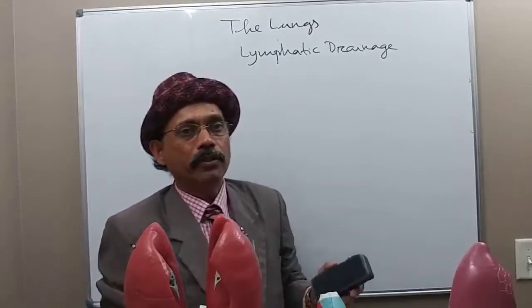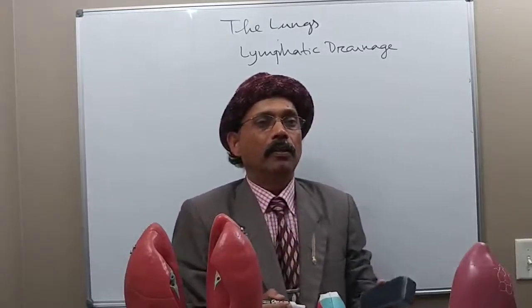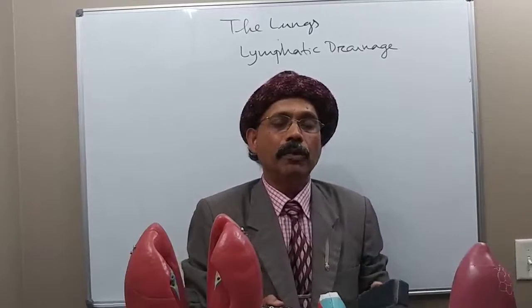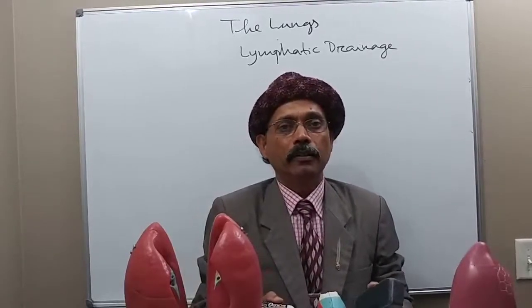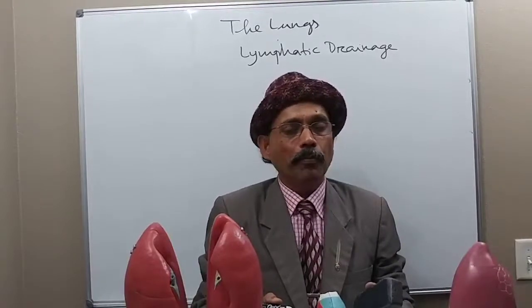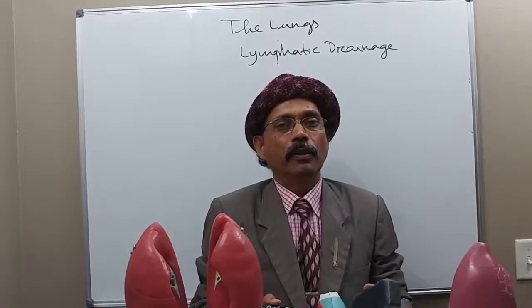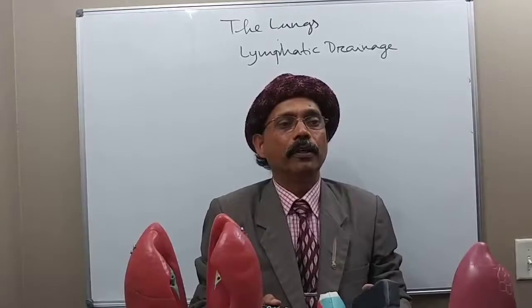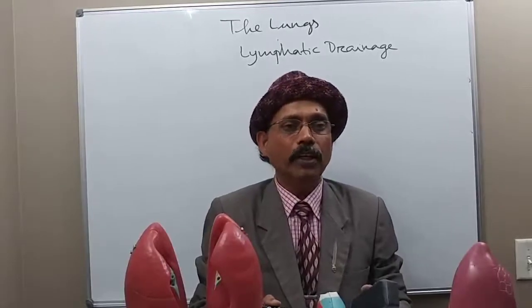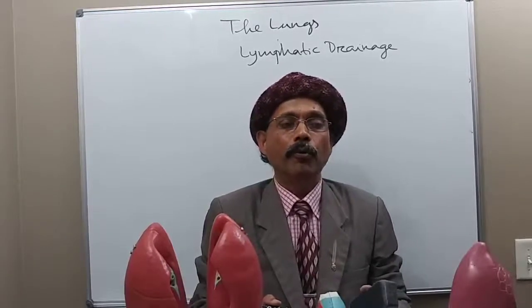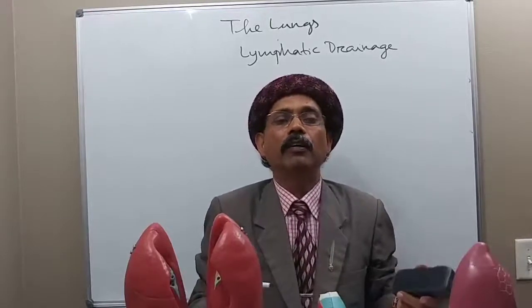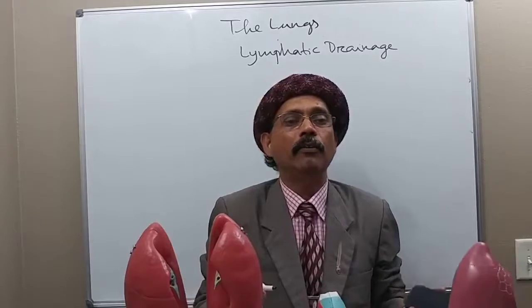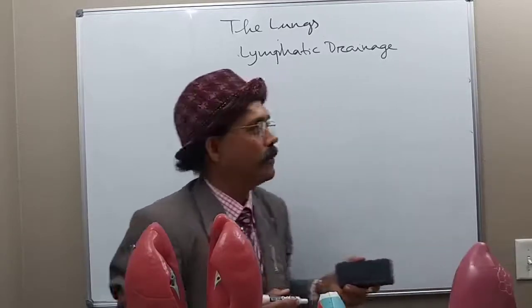Lung has superficial lymphatic vessels and deep lymphatic vessels. They will go to the intrapulmonary lymph nodes, hilar lymph nodes, then we'll go to the tracheobronchial lymph nodes, bronchomediastinal lymph node, thoracic duct, then right lymphatic duct, then they will go to the veins.